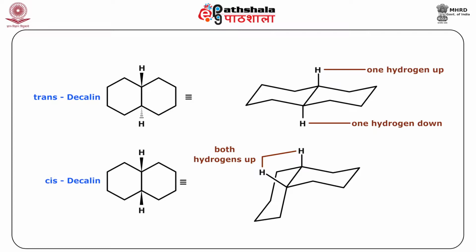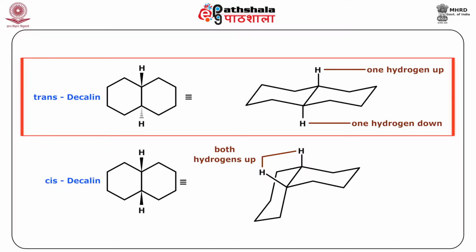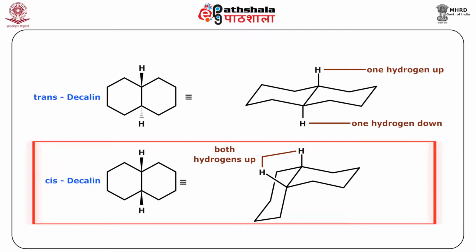Since both the isomers have cyclohexane rings in their chair conformation, there is no angle or torsion strain in these decalin molecules. It can also be seen from the figure that in trans decalin, the two bridgehead hydrogens are pointing in opposite directions and are both axial hydrogens. On the other hand, in cis decalin, the two bridgehead hydrogens are pointing in the same direction, both upwards as shown in this figure, and one of them is axial while the other one is equatorial.